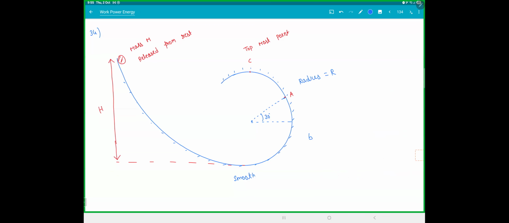Just now we saw this. You want to go to the highest point. You can use the result, or let's draw the FBD anyway. So what are the forces? The normal reaction which is pushing you down, your own weight mg, and the only force pushing you out is your centrifugal force. So normal reaction plus mg must be equal to mv square by r.